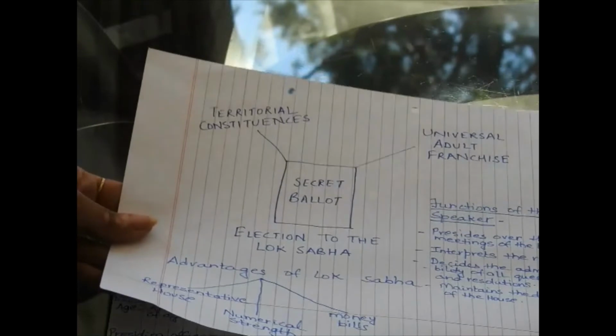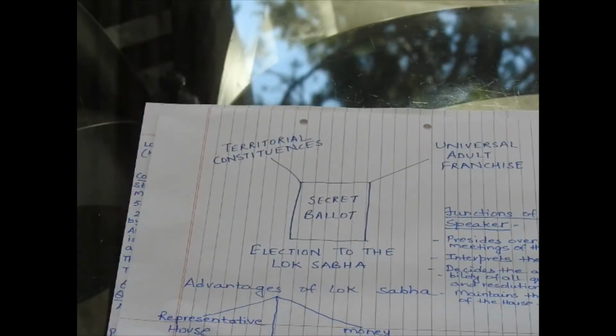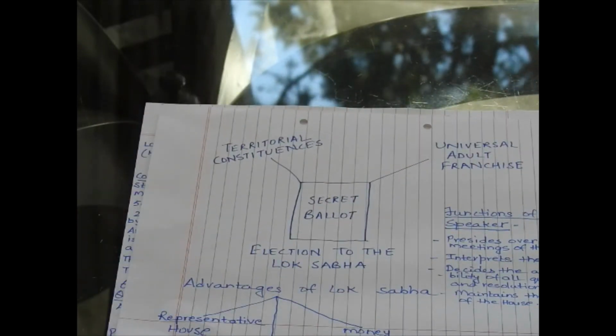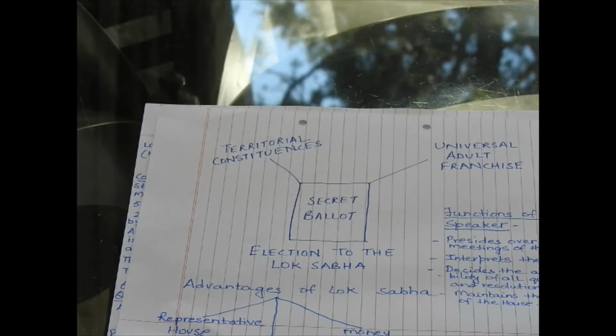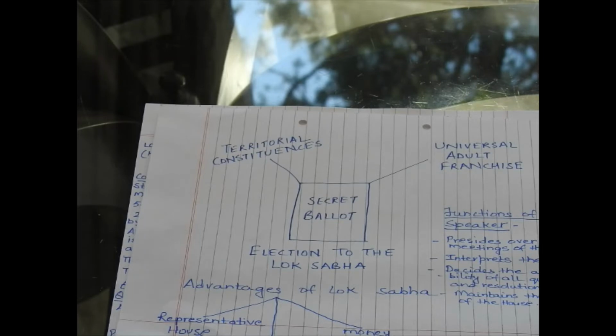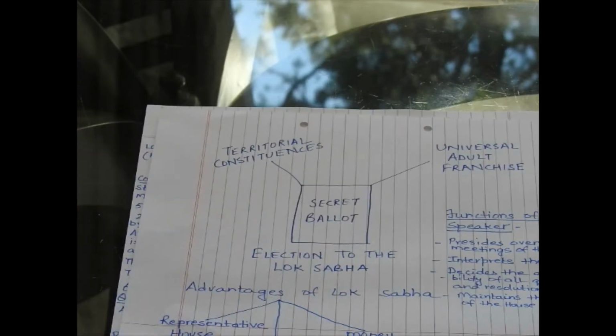Now let us come to the first house, Lok Sabha, which is the House of the People. See how the elections are contested to Lok Sabha. First of all, this is very important, secret ballot. Elections in India are held by secret ballot. The secret ballot system has been devised so that voters may cast their votes secretly in favor of a candidate of their own choice without any fear. So that's why we have this secret ballot.